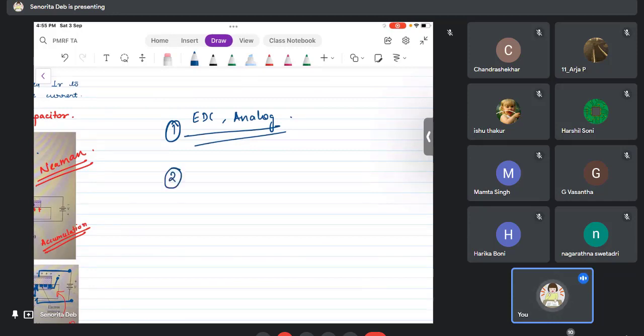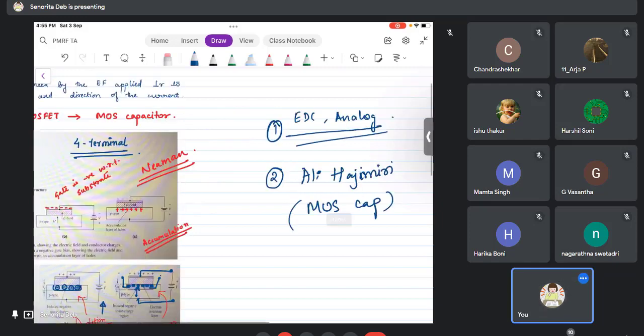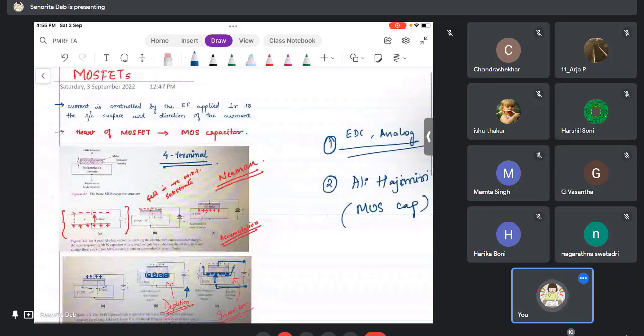The second is Ali Hajimiri's lectures. This also has MOSCAP, and these are overall very good lectures. For clearing your basics, these are overall good lectures. Ali Hajimiri has MOSCAP, but in very much detail. I don't think you need that much detail for GATE. So in the next class we can take some questions on MOSCAP as well.